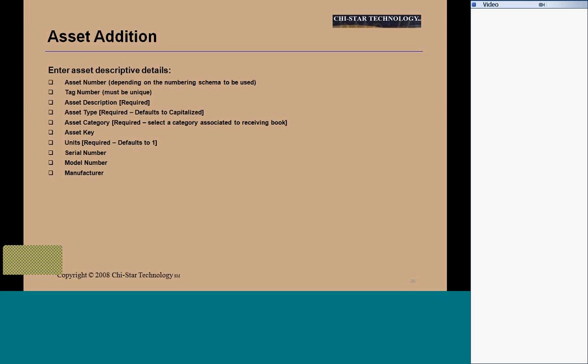Asset additions, again, the data that I'm going to be populating on my descriptive side is the asset number. I need to determine what schema I want to use. The asset tag number, description is required that I need to key in, asset type is required, category is required, so I need to identify what category this asset is in. Then the asset key, unit, serial number, model, manufacturer. If I have that information, that's the information that I need to document. So upon data entry into the new book, I could populate these fields.